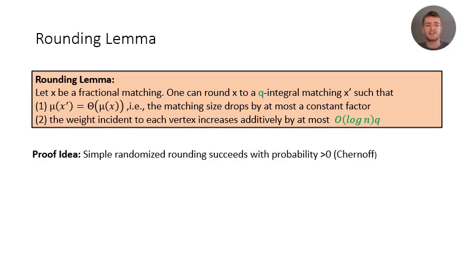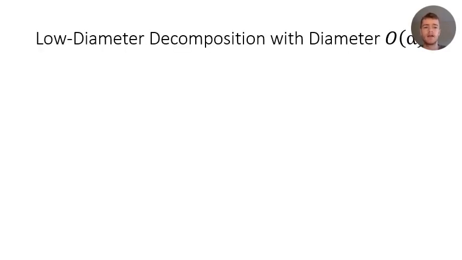The proof idea is that there's a simple and very natural randomized rounding that one can do. This randomized rounding succeeds with probability strictly greater than 0, and one can analyze this by applying Chernoff bounds. Then by the probabilistic method, there indeed exists such a rounding. Okay, so that's all I want to say about this rounding.